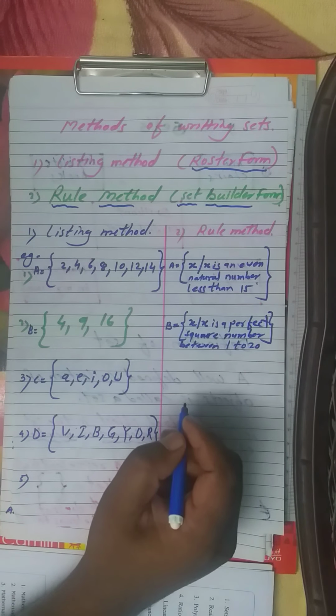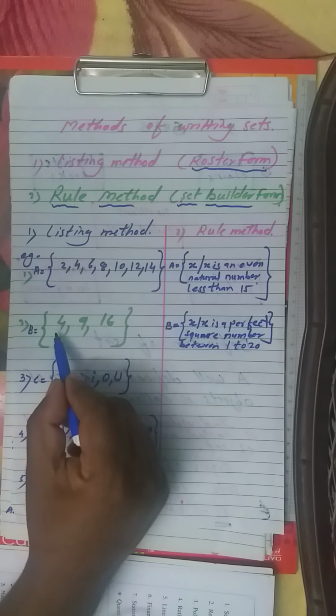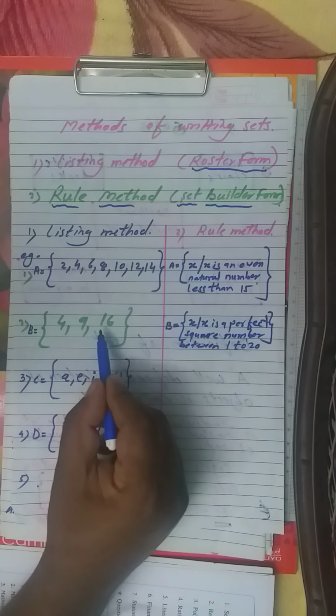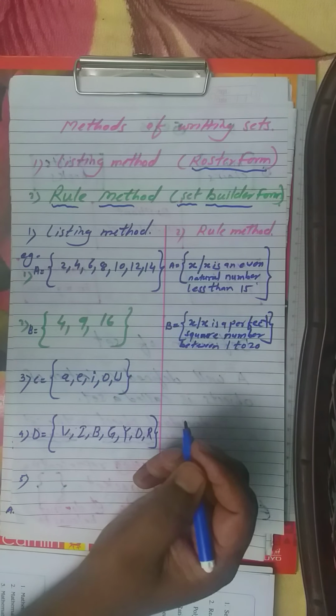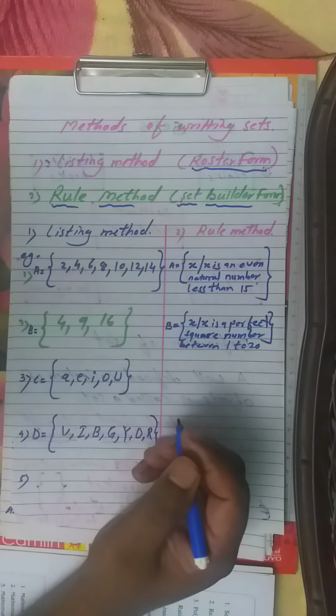Now all students have to pay attention here. 4 is the square of 2, 9 is the square of 3, 16 is the square of 4. So we can say that x is such that x is a perfect square number between 1 to 20.